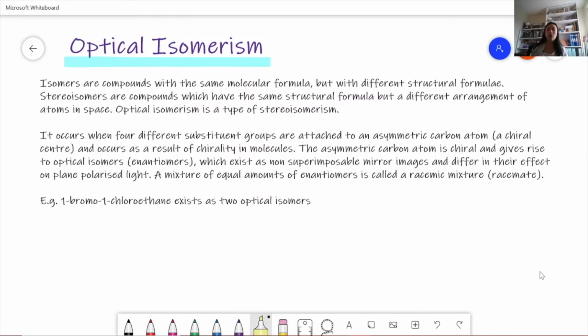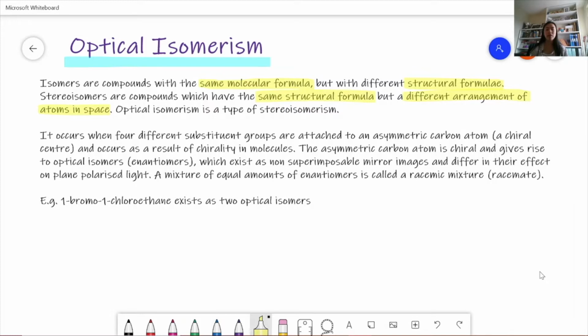Now we're going to talk about optical isomerism. So isomers are compounds with the same molecular formula but with a different structural formula. And stereoisomers are compounds which have the same structural formula but a different arrangement of atoms in space. And so stereoisomers are a form of isomer. And one type of stereoisomer that we have is an optical isomer.